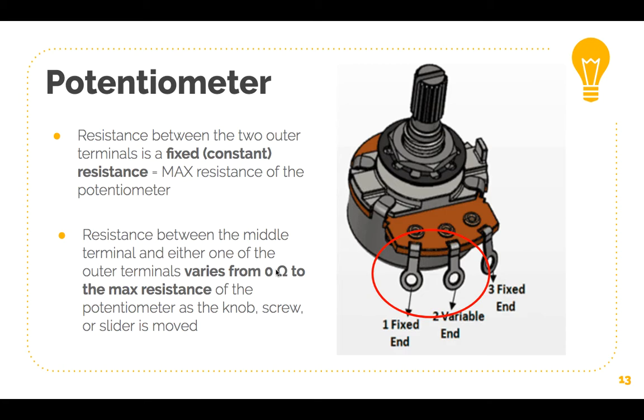If this was a 10,000 ohm resistor, like I said in my example before, you can move it all the way up to 10,000 ohms. Say you want to move it halfway, then it would be 5,000 ohms. Again, this is just an example, and all potentiometers are rated differently, but it's kind of cool because you can manually interact with your circuit and change the amount of resistance within the circuit if you're using a potentiometer in the right way.